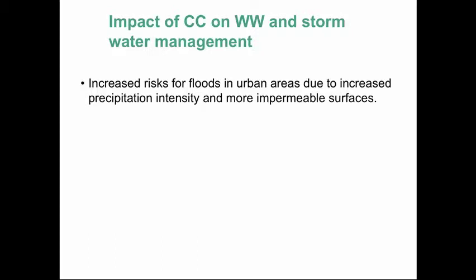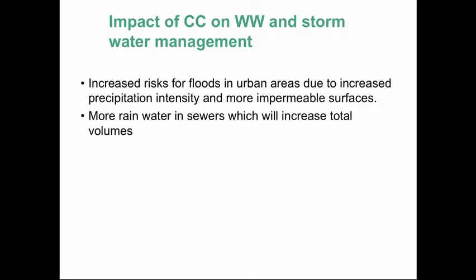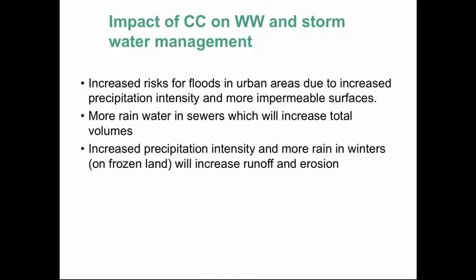So when we get more precipitation, as I told you, there will be increased risks of floods in urban areas. And when we get more rain, and also if we have combined sewers, we will have more water in our sewers. It will also result in our treatment plants getting much more water because of this increased rain.